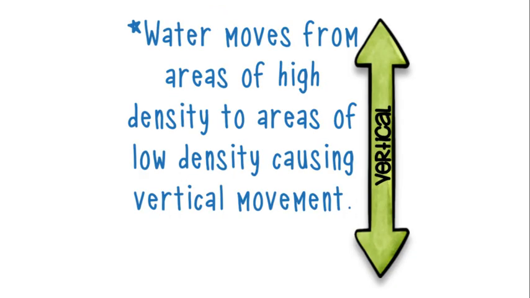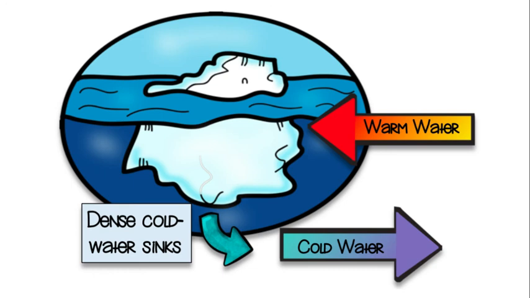Please note that water moves from areas of high density to areas of low density, causing vertical movement. This is how convection currents work. Warm water is on the surface, while cold, dense water sinks. This is an ongoing process.